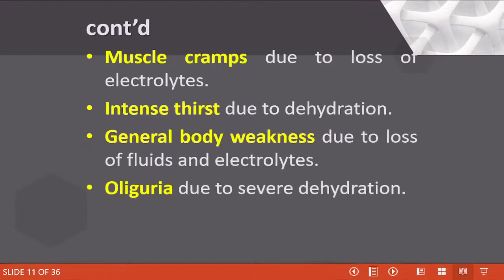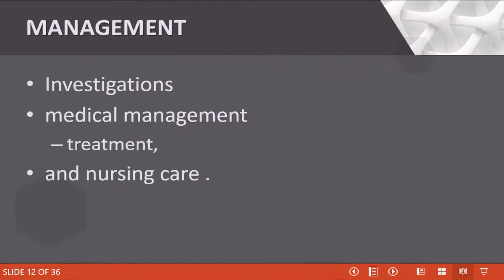We proceed. There are muscle cramps. These muscle cramps will be due to loss of electrolytes. The intense thirst is going to be due to severe dehydration. Body weakness is going to be due to loss of fluids and electrolytes. And lastly, oliguria is going to be due to severe dehydration.